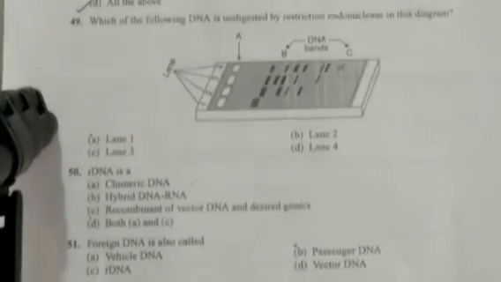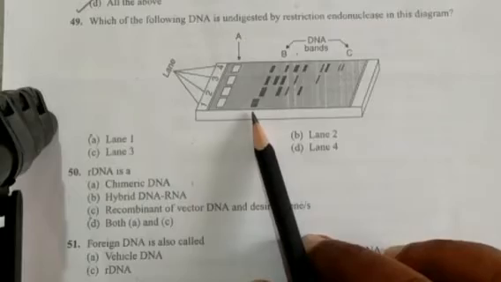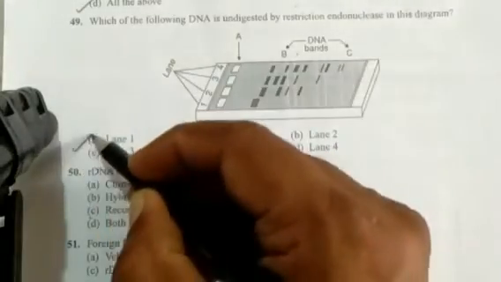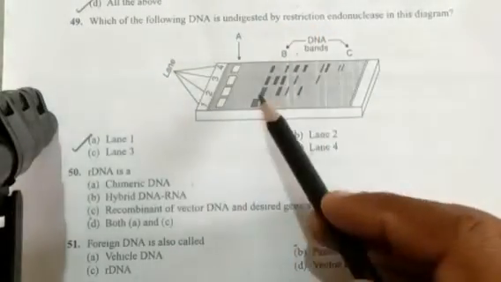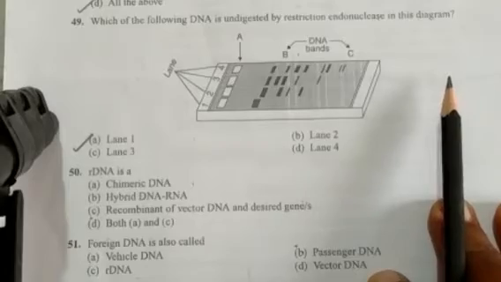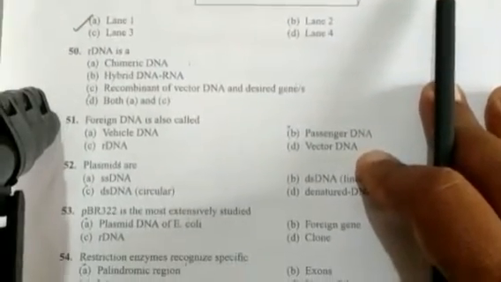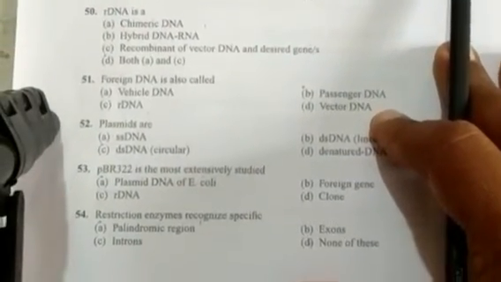DNA bands also. Whereas in lane 1, you see digestion has not taken place. Thereby, the answer is option A, lane 1, where we have DNA undigested by the restriction enzyme. The restriction enzyme has not cut that DNA. Clear? Next.